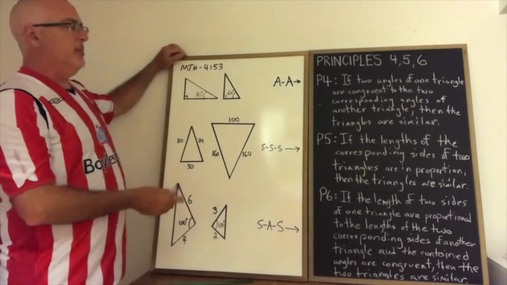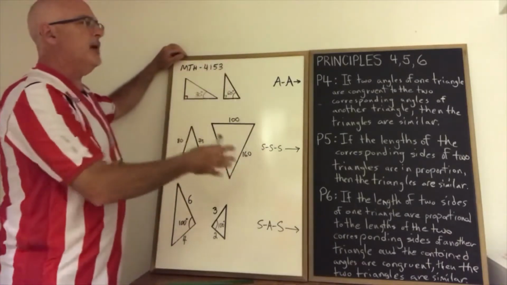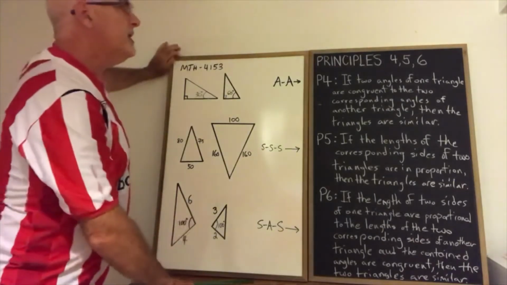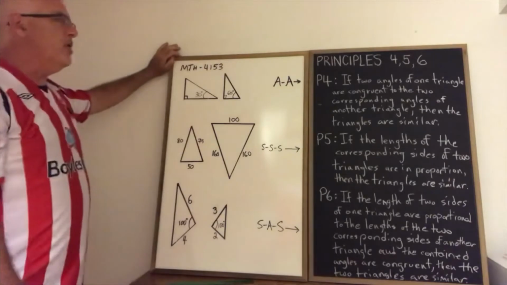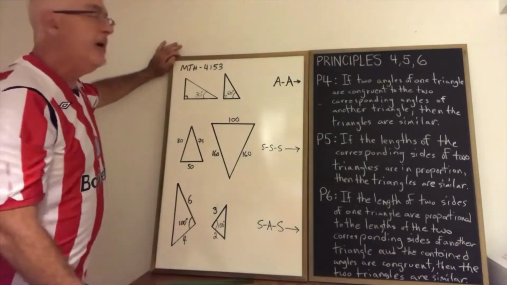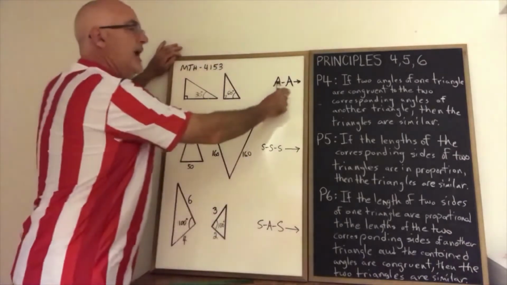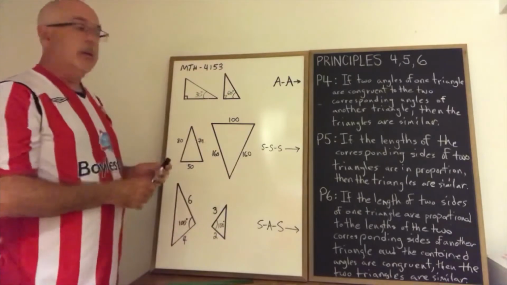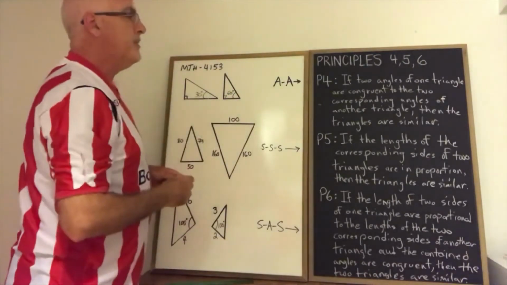Let's look at these principles. These are three principles that are used to judge whether two triangles are similar. Principle 4 says, if two angles of one triangle are congruent to the two corresponding angles of another triangle, then the triangles are similar. That is the old AA rule that I was used to calling it from an old geometry course I used to teach. It means the same thing.